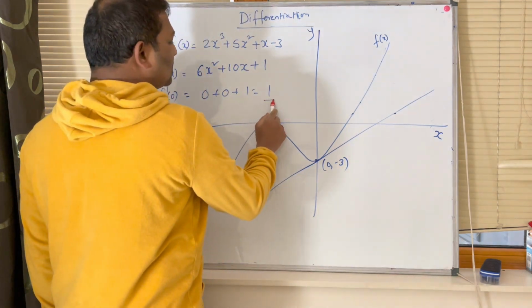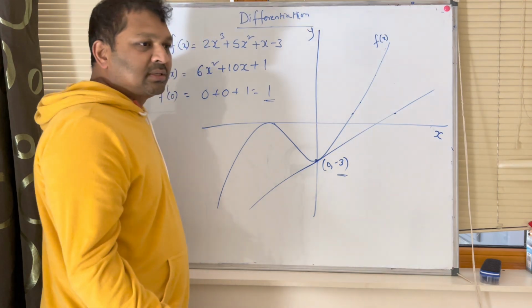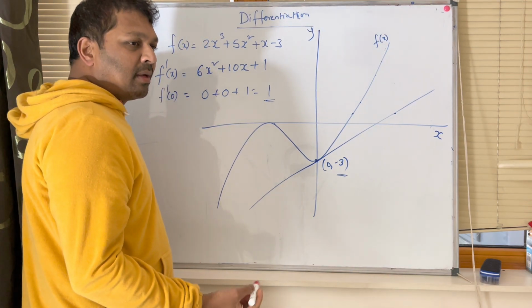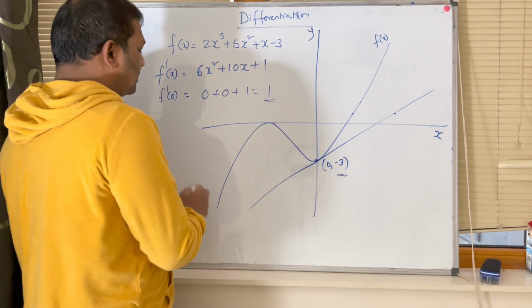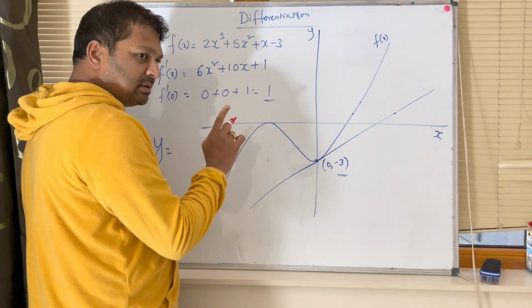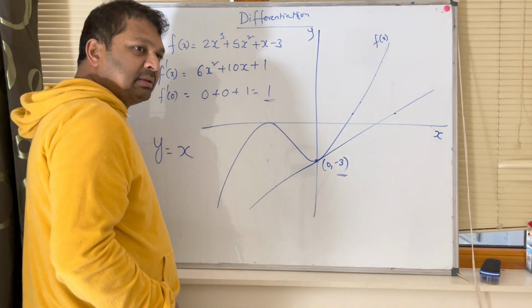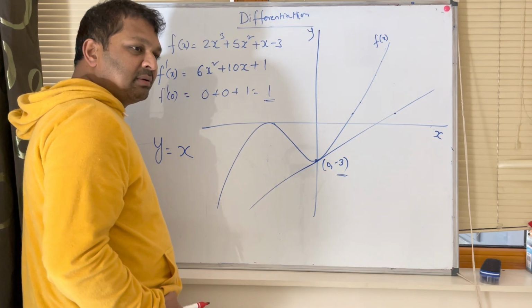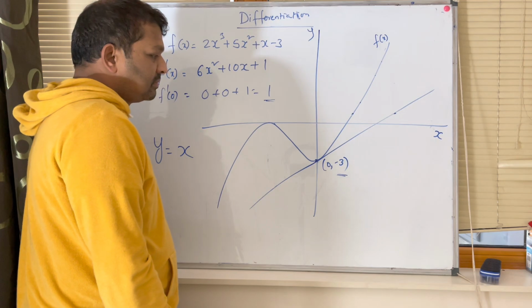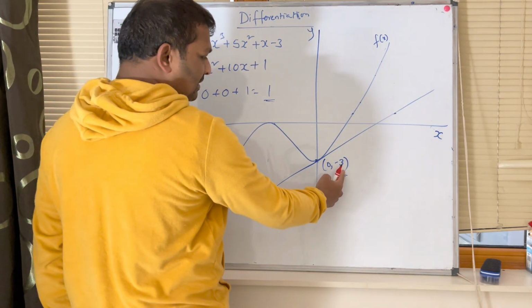So you know the slope, you know the y-intercept, so it's easy to find the line equation. How do you find it? y is equal to mx plus c, which is 1x plus c. What is c? The y-intercept is already given, minus 3.